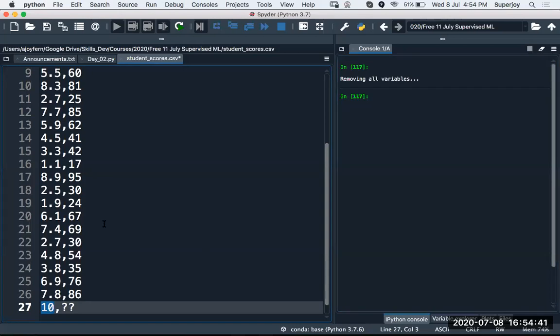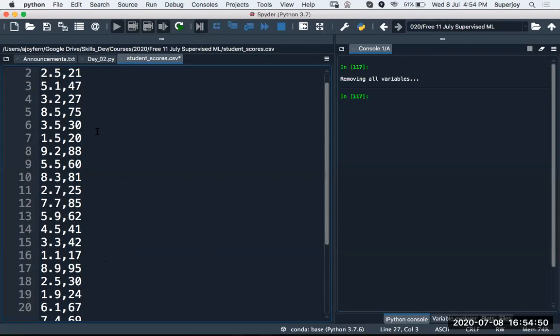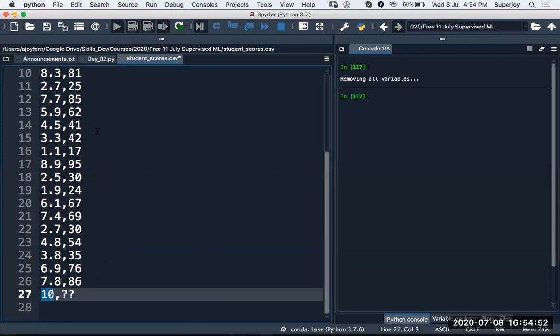So guys, we have the data set given. We have features and the label in our data, and now we have to train. After the training, we have to perform a prediction for this value: what would be the score if a student studies for 10 hours or 5 hours or 15 hours. That is the concept, guys. Is that clear? That is the problem statement we have.